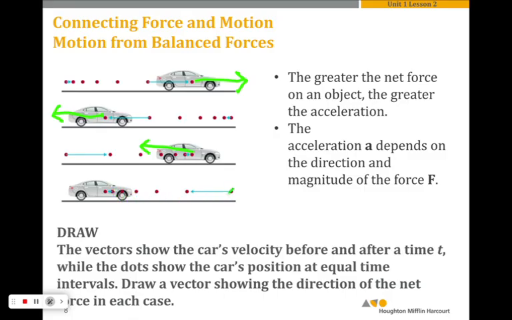And this car started here, going in reverse, and its acceleration is decreasing. So the brakes are applying a net force in that direction.